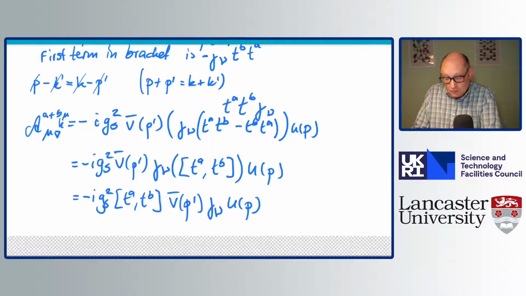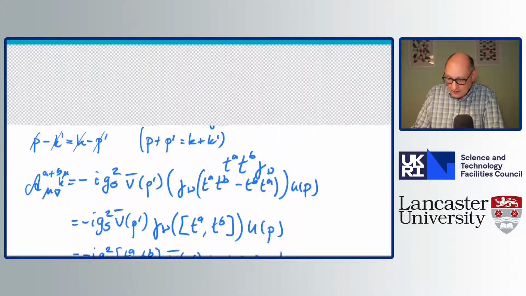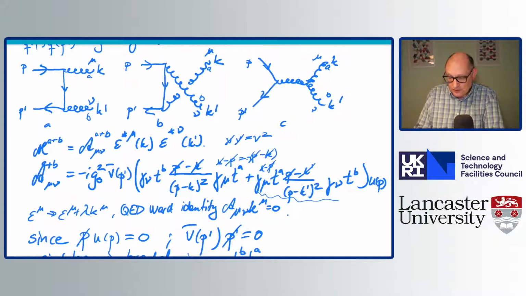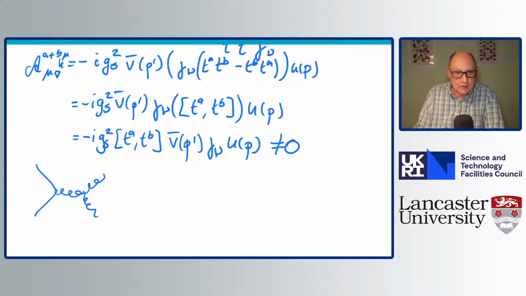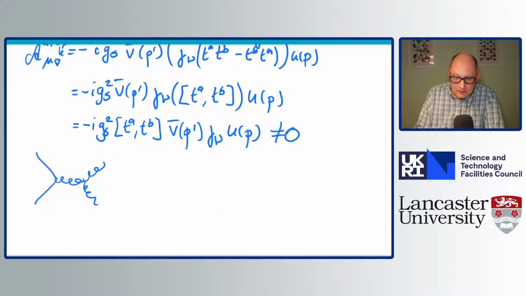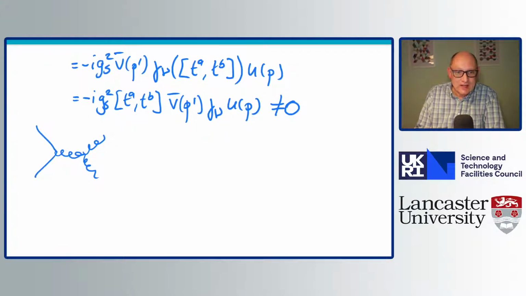Good. But this is non-zero, right? It's non-zero because T^A and T^B do not commute. So in QED, those two diagrams would give a gauge invariant quantity. They do not in QCD. In fact, if one calculates this diagram here, then one sees that it gives exactly a contribution that cancels the gauge dependence of the diagrams A plus B. So it will cancel this contribution, but it still would not give zero. It will give a contribution that only gives zero once it's contracted.